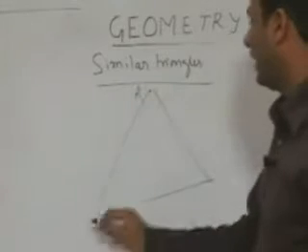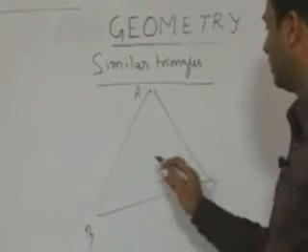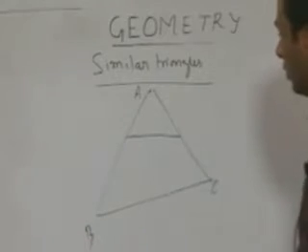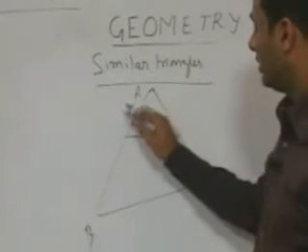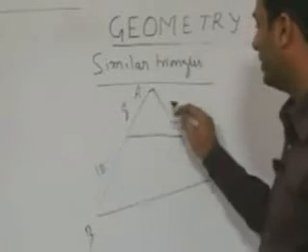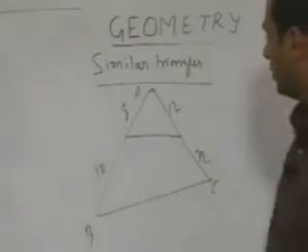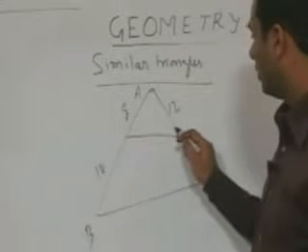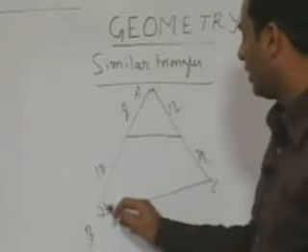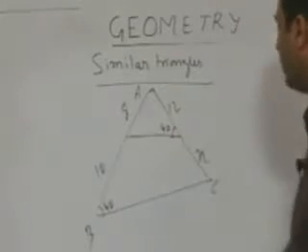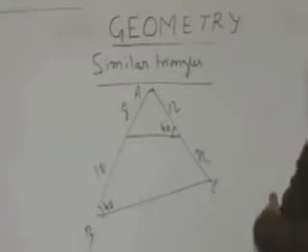Let's say this is triangle ABC. This is 8, this is 10, this is 12, and this side is X. This angle is 40 and this angle is also 40. And we need to find out what is the value of X here.